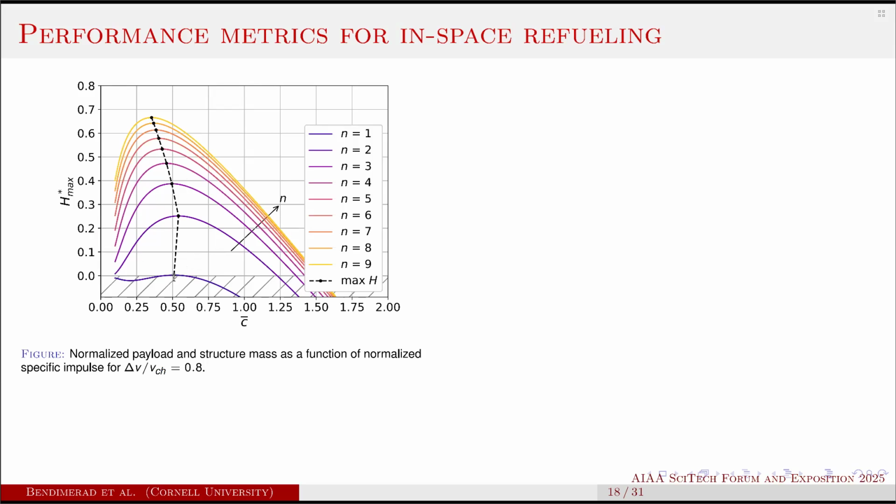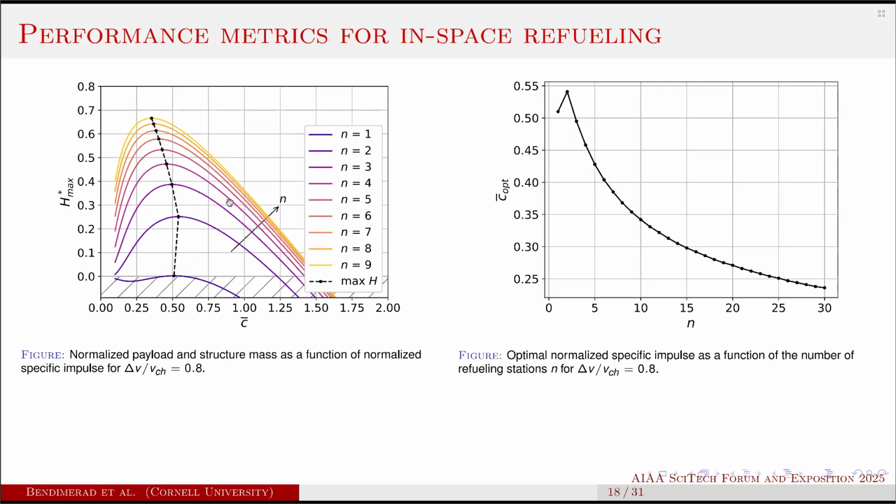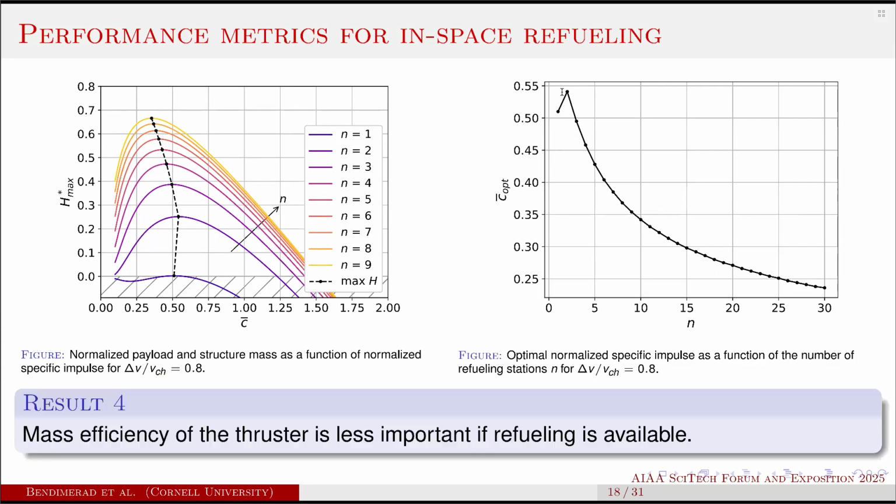Then we can plot the optimal C-bar that maximizes these curves. And in this case, we can ignore the first value because it corresponds to a negative payload mass. And we can consider the second value to the last one. And we see a decrease in the optimal normalized specific impulse when the number of segments increases. And the specific impulse represents the mass efficiency of the thruster. And since it decreases, this means that the mass efficiency of the thruster is less important if refueling is available.